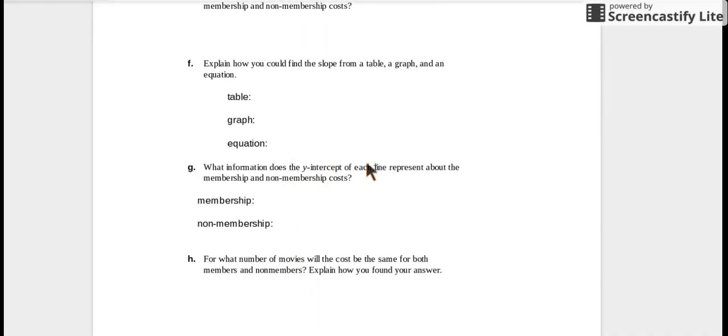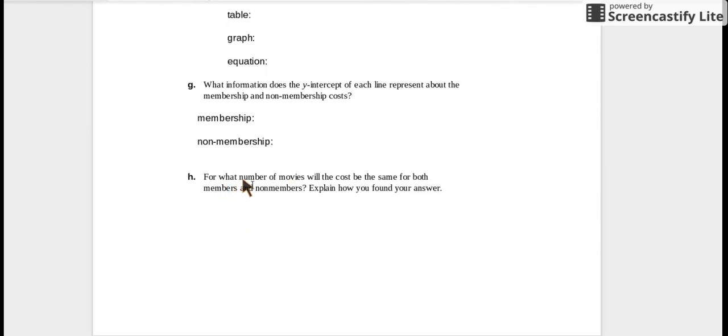So what information does the y-intercept of each line represent about the membership and non-membership costs? Well, for the membership cost, if you look back to the story problem, what does it say about that 80? What does that 80 represent? And for the non-membership, look at whether or not you actually have a y-intercept. What does that y-intercept tell you about the story problem? Do non-members have to pay a yearly amount?